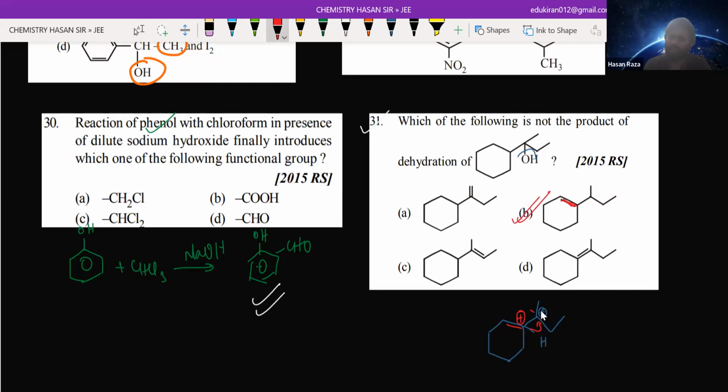Minor products will also be there, in the form of this and also in the form of this, but the major product is your B. Oh, sorry. Which of the following is not the product of dehydration? Dehydration.